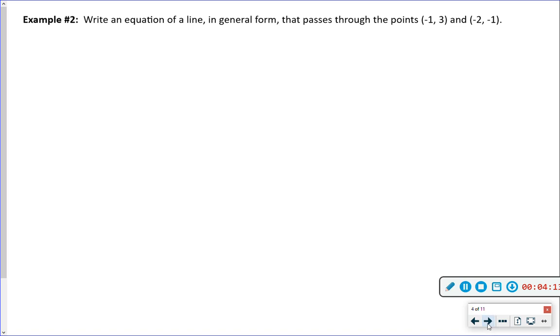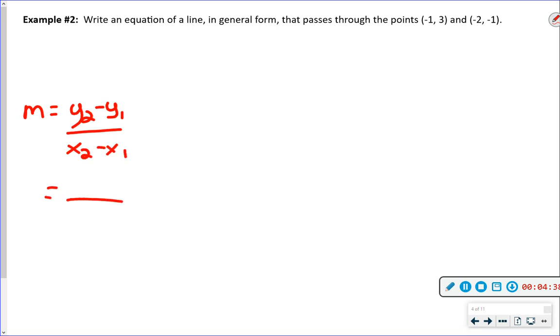Okay, write an equation of a line in general form that passes through those points. Now, of course, final answer in general form doesn't mean I'm starting in general form. I'm taking a look at that and I'm like, oh man, I need the slope. Always, I need the slope first. I didn't give you the slope, so that's the very first thing I'm going to calculate. So I'm using my y2 minus y1.